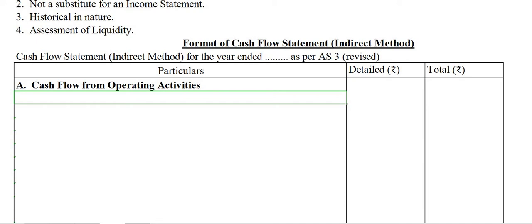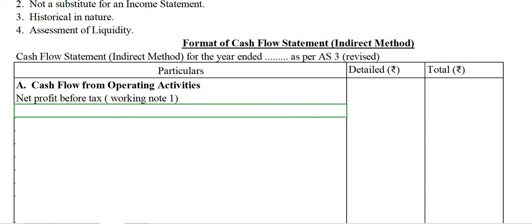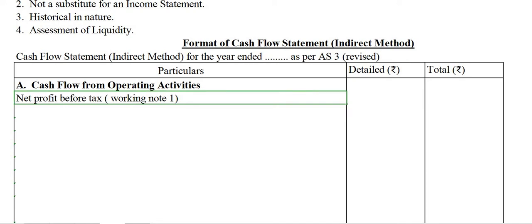In that, first of all, we will start the cash flow statement from the current year's profit. So the current year's profit we have to write here. That means net profit before tax and extraordinary items. Okay, so that will be the first item here. This can be calculated with the help of a working note. That working note is here. We can see that.